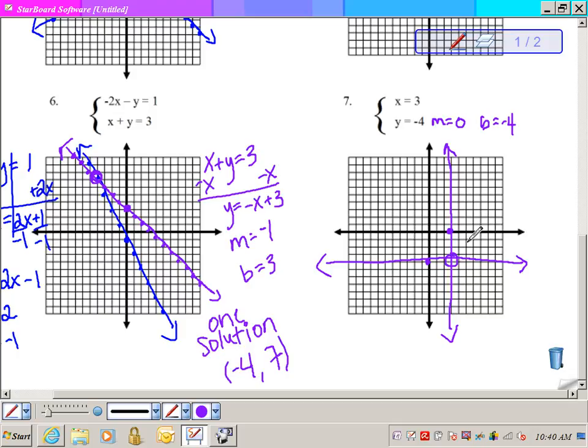How many solutions? So one solution. And what is that solution? Whoa, I have like 5 answers for this point right here. Remember, it's x value first. So what's the x value? 3. What's the y value? Negative 4.